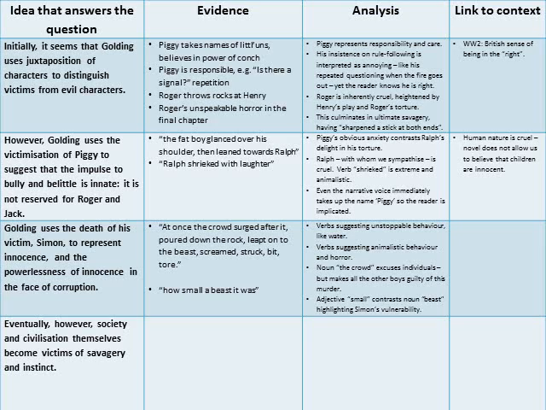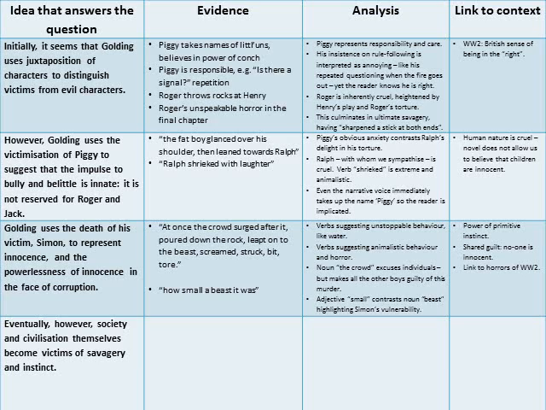To analyse this, I must look at the verbs. I'm going to look at those verbs suggesting an unstoppable behaviour like water, and then the animalistic behaviour and horror of screamed, struck, bit and tore. Look at the noun, the crowd, which somehow excuses individuals. There is no one person who's guilty of this murder, but at the same time it makes all the other boys guilty of the murder. And then in that second quotation, I'd look at the contrast between the adjective small and the noun beast, which highlights Simon's vulnerability, his victimisation.